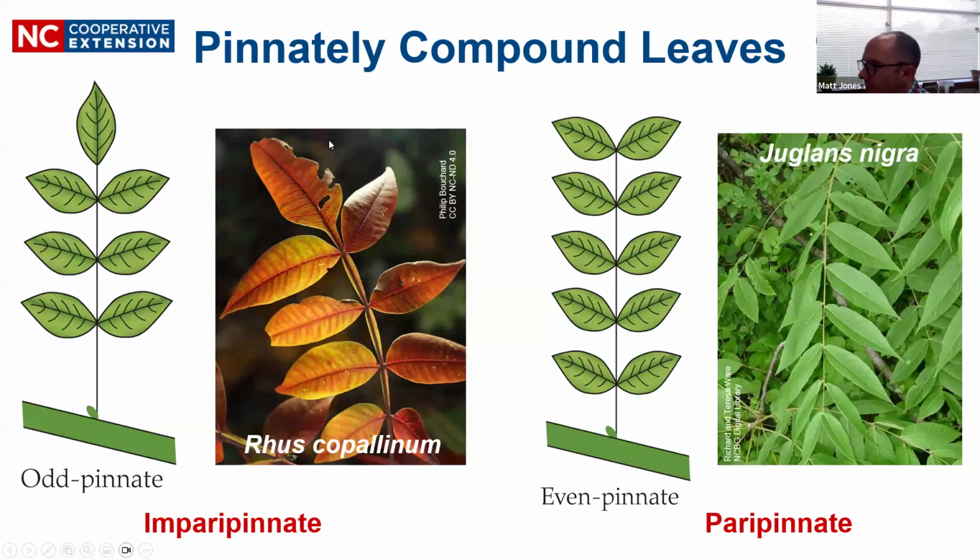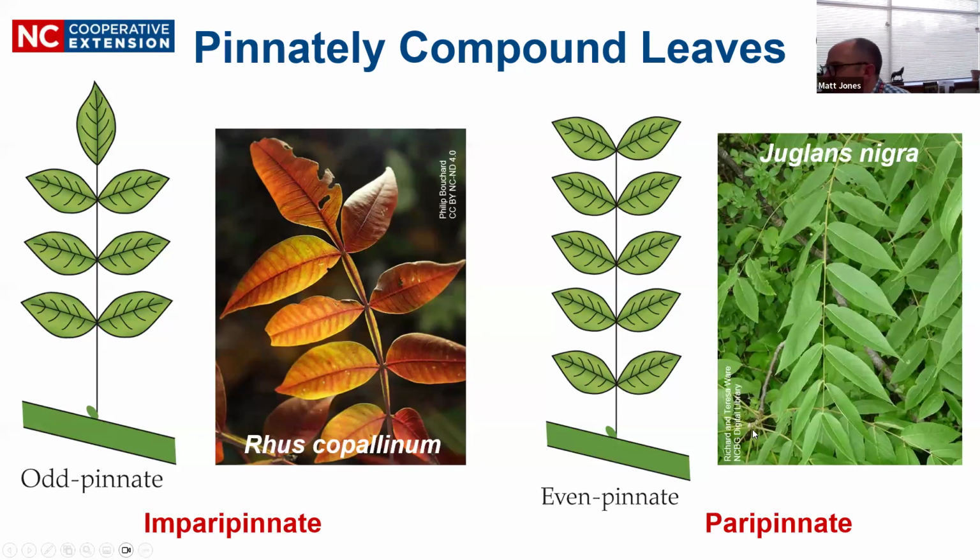Examples of pinnately compound leaves include things like this, which is winged sumac. This is black walnut. Notice that here are the leaflets. There are no buds here. I should have showed you, but there would be a bud at the base of this leaf. There would be a bud at the base of this leaf. I didn't choose my pictures as well as I thought.